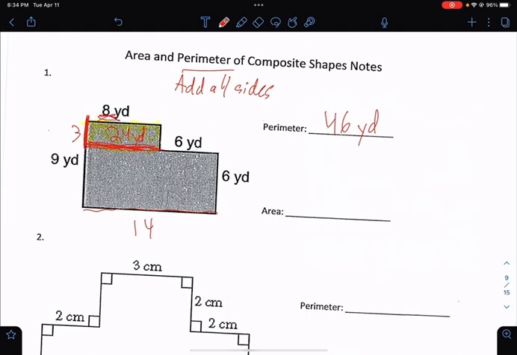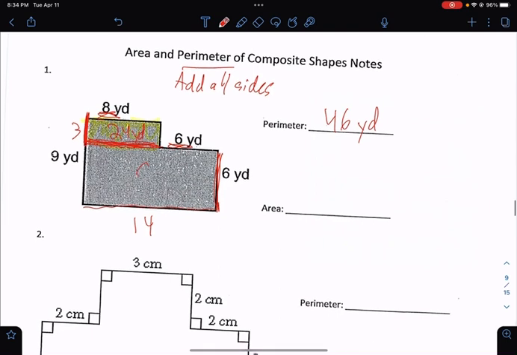14 times 6 ends up being 84. So 84, and that's going to be yards squared, and we are going to add those together, and we end up getting 108 yards squared.